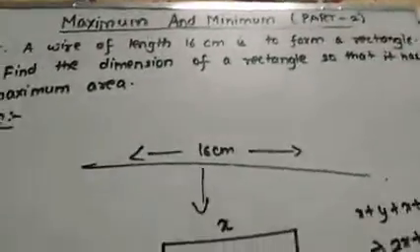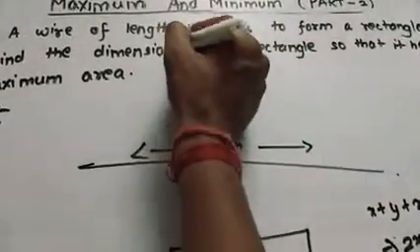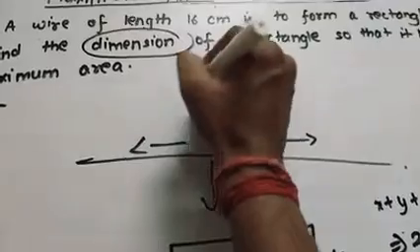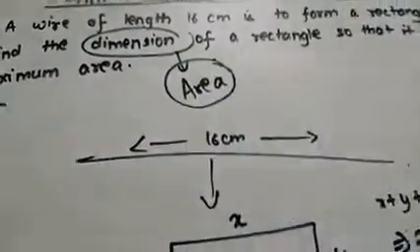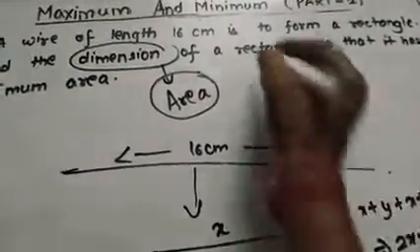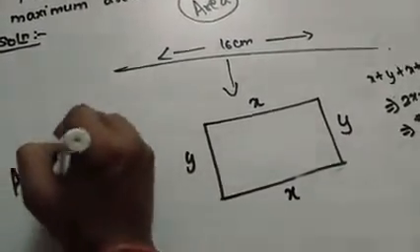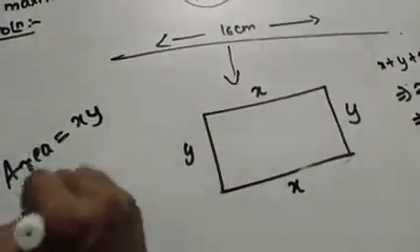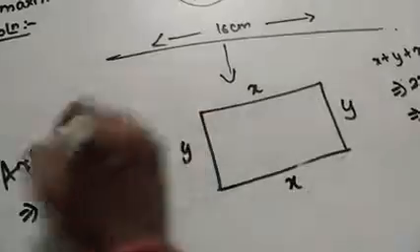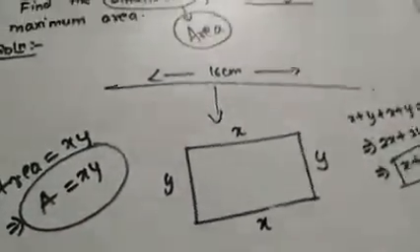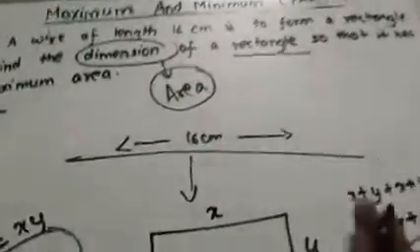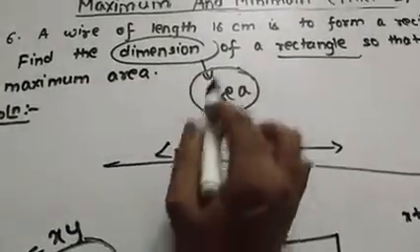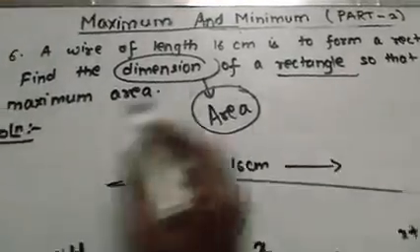Next, what do we have to find? Now find the dimension. Dimension means area. Find the dimension, that is the area of the rectangle. Now what is the area formula of a rectangle? Length into breadth. What is the length? x. What is the breadth? y. So we will denote A equals to xy. We have to find this area. Find the dimension of the rectangle so that it has maximum area.